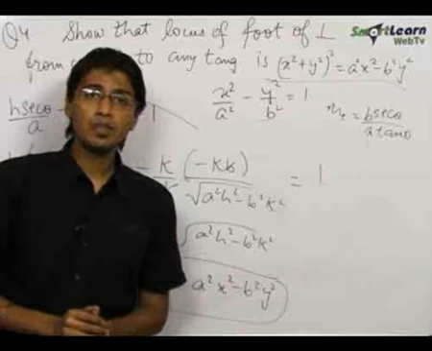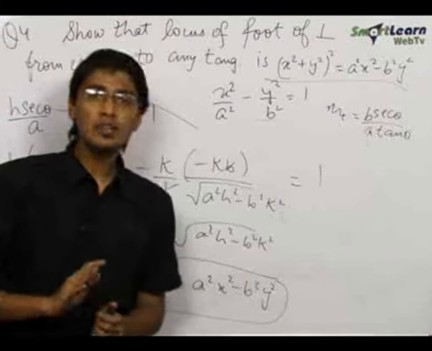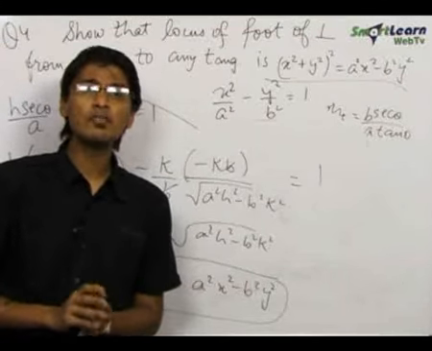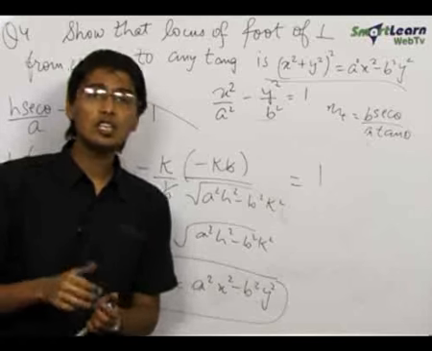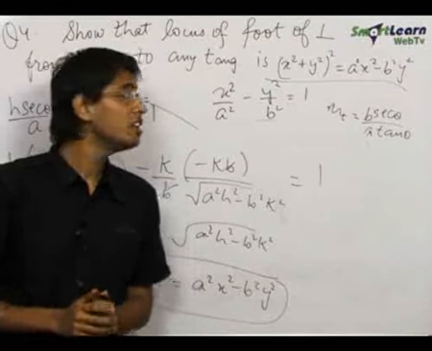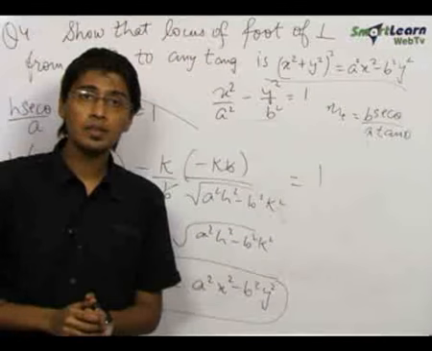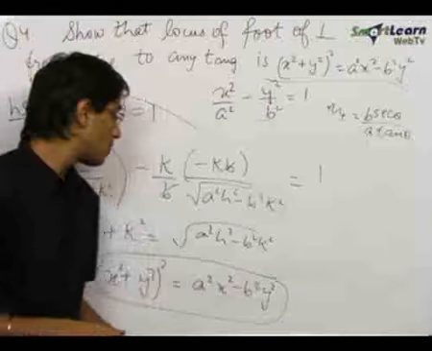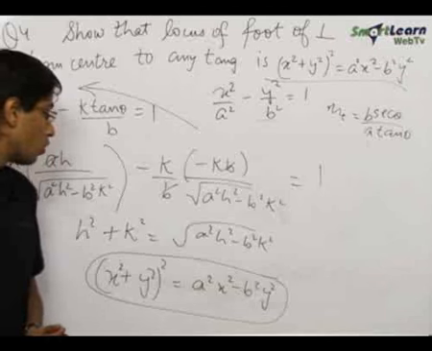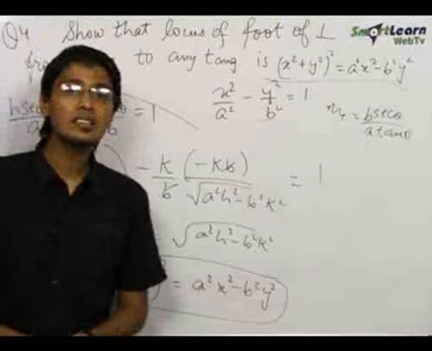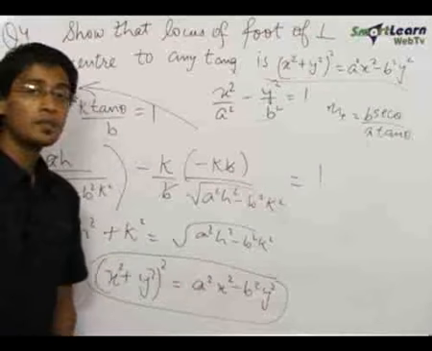Hence in this problem we saw that it was not a very difficult problem. It just involved the concept of the tangent to a hyperbola, and we needed to find the locus of the foot of the perpendicular from center on this tangent, which came out to be equal to (x square plus y square) whole square is equal to a square x square minus b square y square, and this is our final answer.